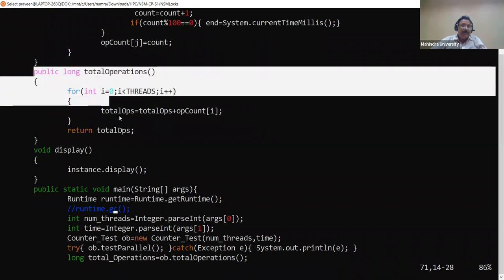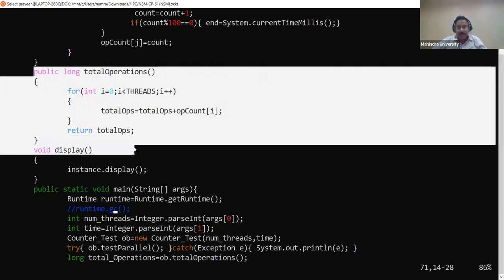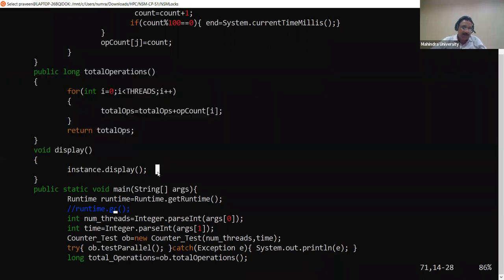Next, what is the purpose of total operations? Each thread is going to perform some number of operations. Later, we are going to add up all the operations. That is the purpose of total operations.